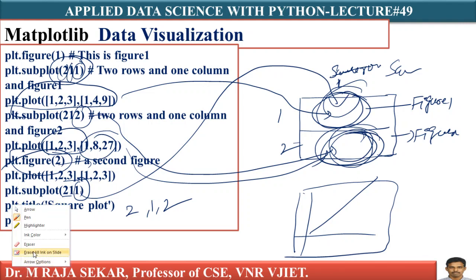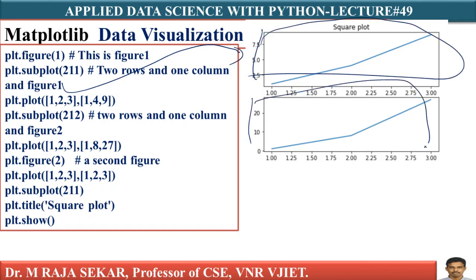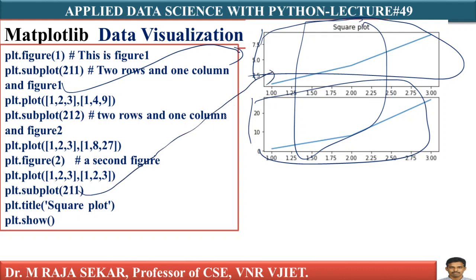Anyway, we will try to understand its output. Just see this output. This is about figure 1. We have split figure 1 into 2 parts: this is the first row, second row, and there is only 1 column. That's what it says: 2, 1, 1. I refer to the second one with 2, 1, 1.